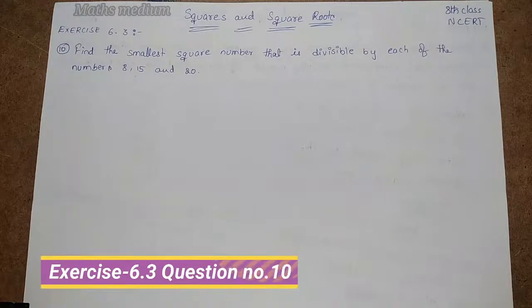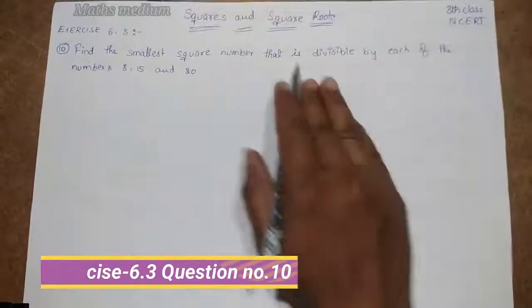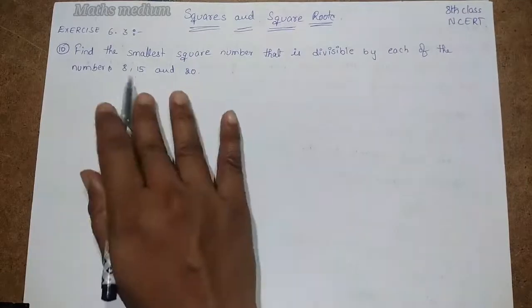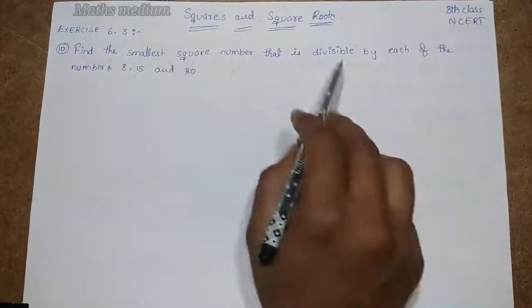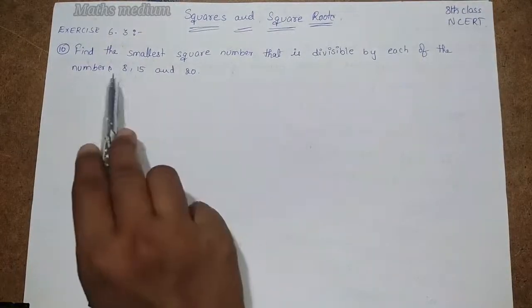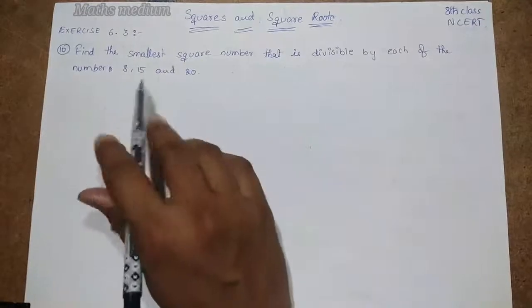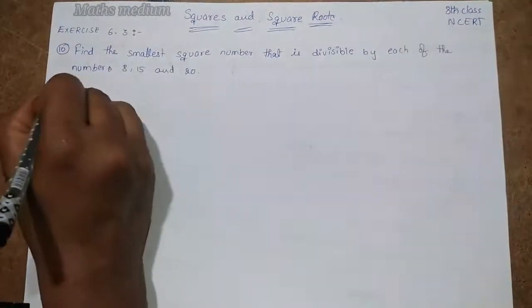Today I came with Exercise 6.3 from Squares and Square Roots, 8th class NCERT. Question number 10: Find the smallest square number that is divisible by each of the numbers 8, 15 and 20. Here three numbers are given, but we have to find the smallest square number that is divisible by these three numbers. Here we can use the LCM method, then find the square number. Okay, let's start with the LCM method.